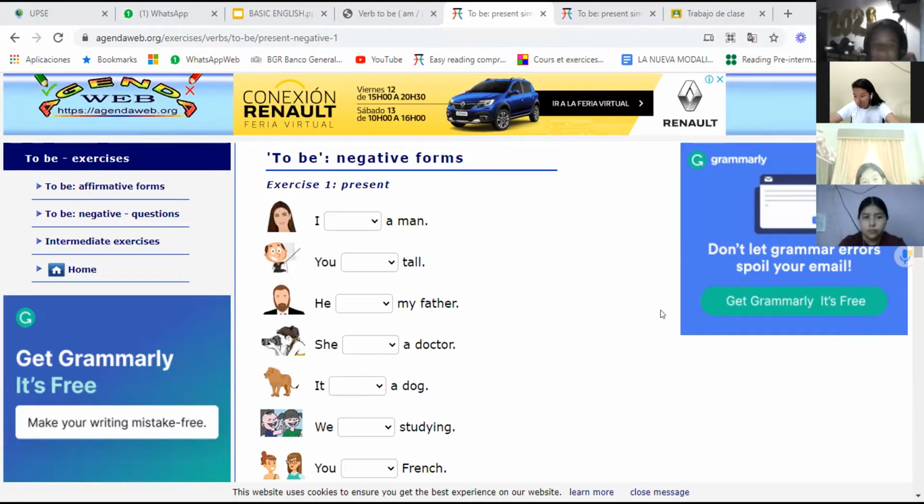All right. So the first exercise says, I space a man. Can you see the picture? In this case, she's not a man, right? So we have some options. Hay algunas opciones. The options are, I is not a man, I are not a man, or I am not a man. Okay, so the correct conjugation is I am not a man. All right, very good. So you do the rest. Ustedes hagan el resto, chicos.